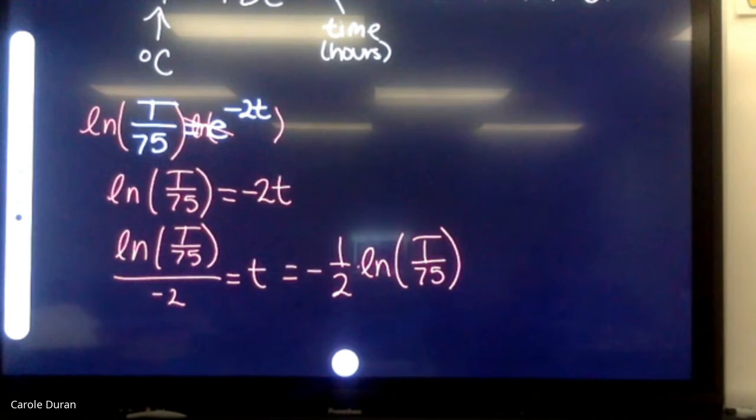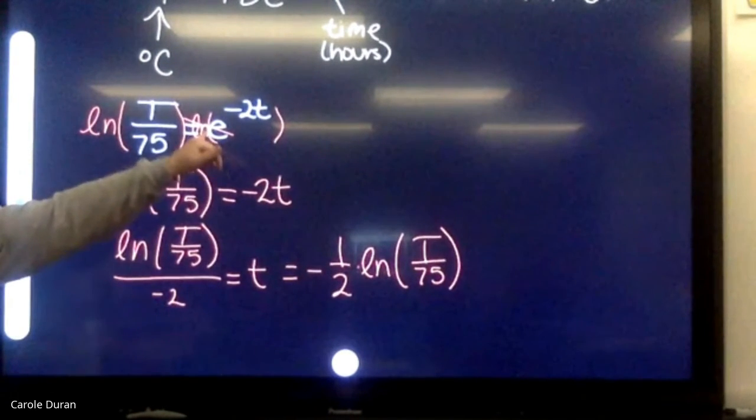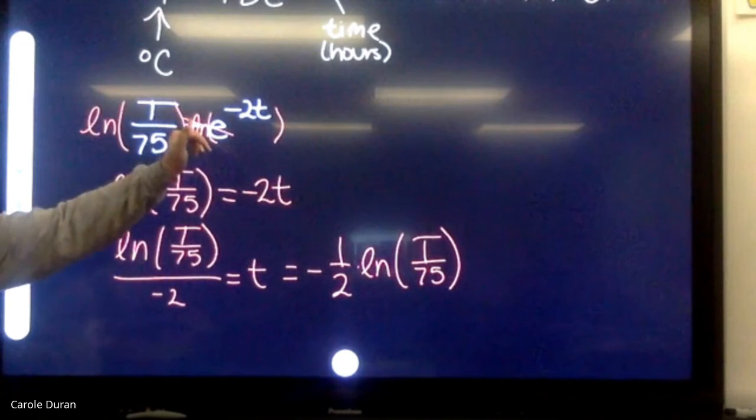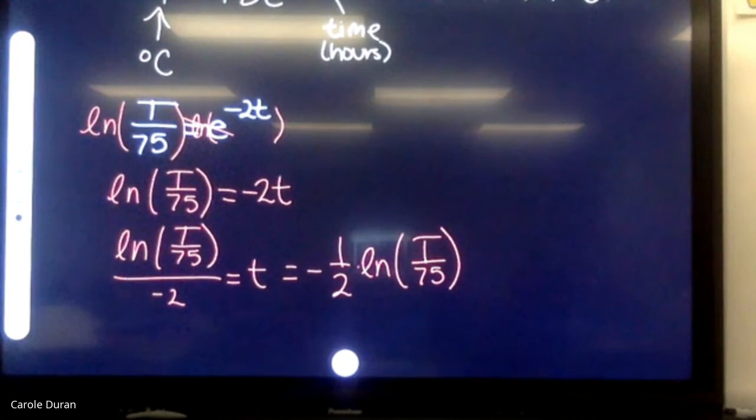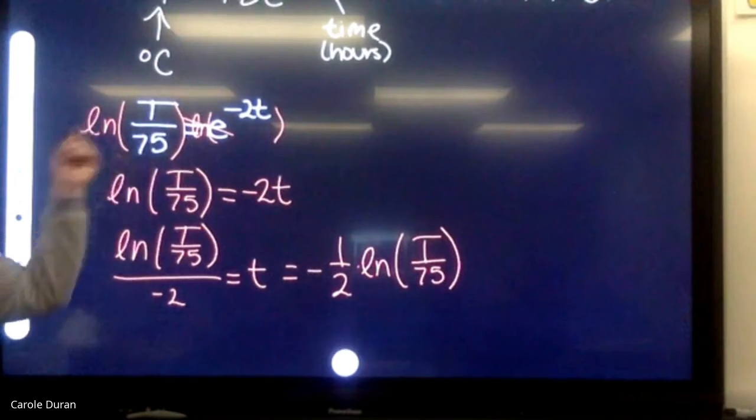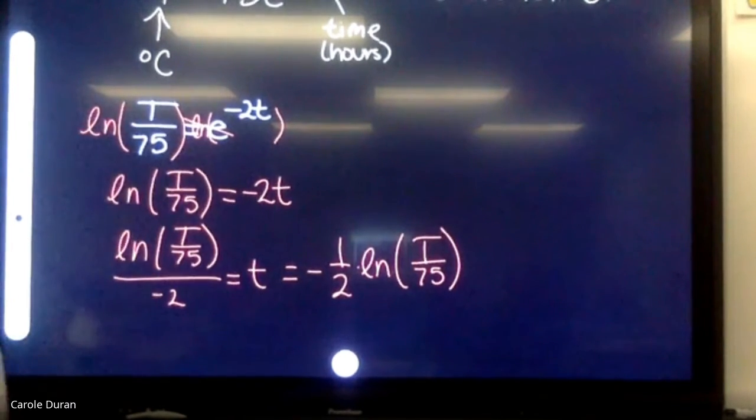How do we feel about that? Wait, how do you know to use ln? Because I had a base e, and the only way to get rid of it is to use its inverse, which is natural log. So if I had a base 10 there, putting a log on both sides would have canceled it out.